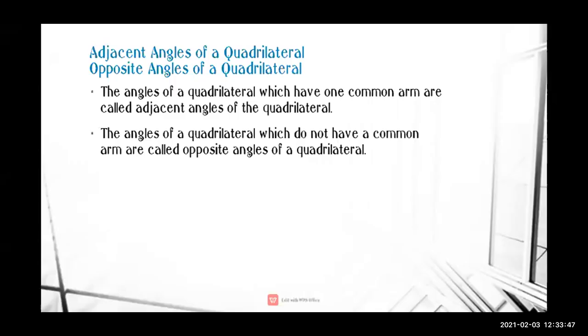Now, opposite angles of a quadrilateral are angles of a quadrilateral which do not have a common arm. Common arm nahi hota hai, a common side will not be there. That type of angle is called the opposite angle of a quadrilateral. Now I will explain shortly, and also with an example.